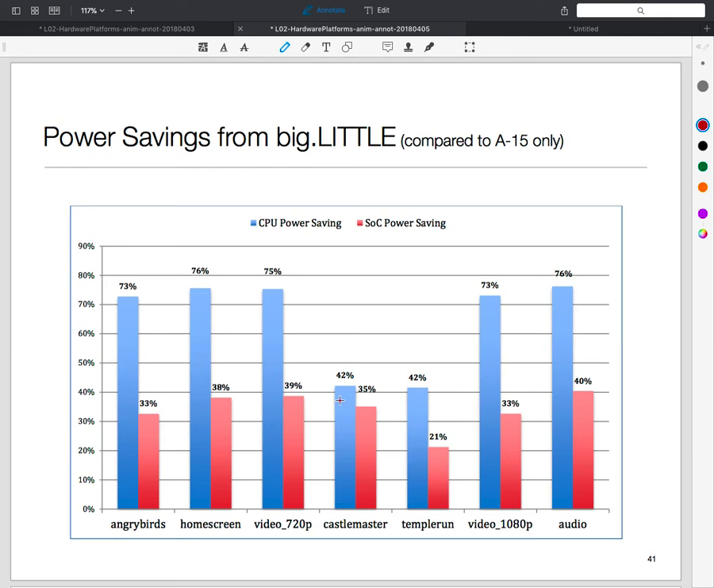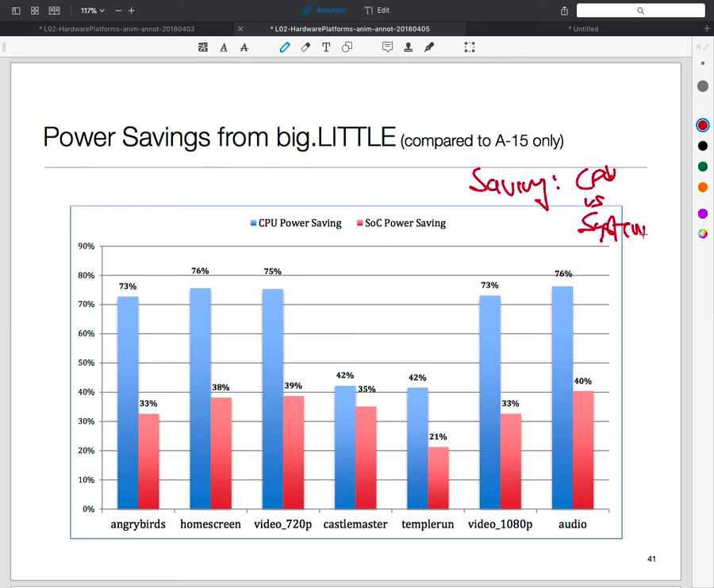I guess the main takeaway, two takeaways. Firstly, big.little works, as you can see. But the other part is saving, CPU versus system. These are two very different things, okay? And other parts of your system can be bottlenecked. In fact, I can reduce the CPU power to 0, and I'll still have other stuff on my chip which will consume power. So one has to keep an eye out for that.